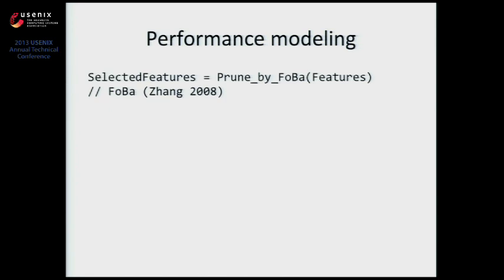So what is our trick? SPORE-FOBA works in 2 main steps. We first prune features by FOBA, sparse linear regression, to filter out unimportant features. FOBA minimizes residual sum of squares with a model regularization parameter. So this model regularization parameter penalizes complex models, and we end up with simple models.